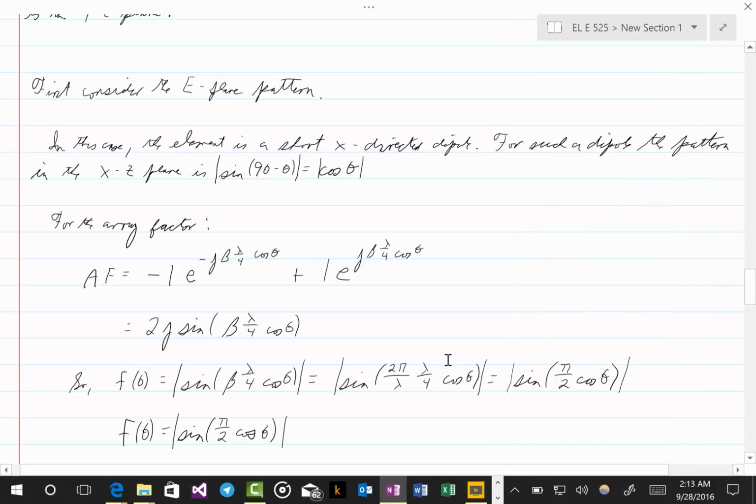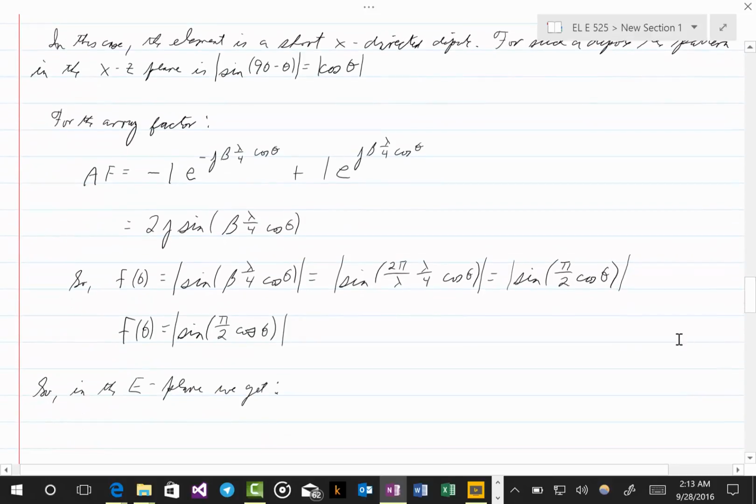the absolute value of the sine of pi over 2 cosine theta. And that, again, is the normalized array factor.